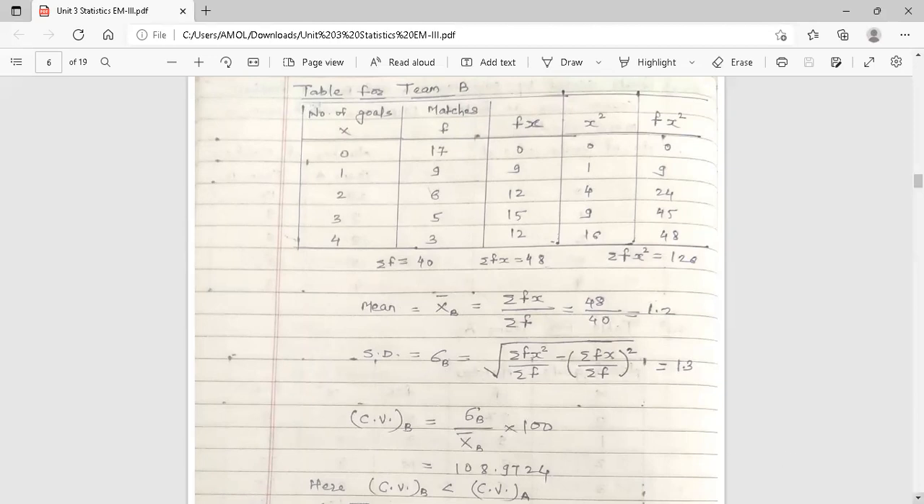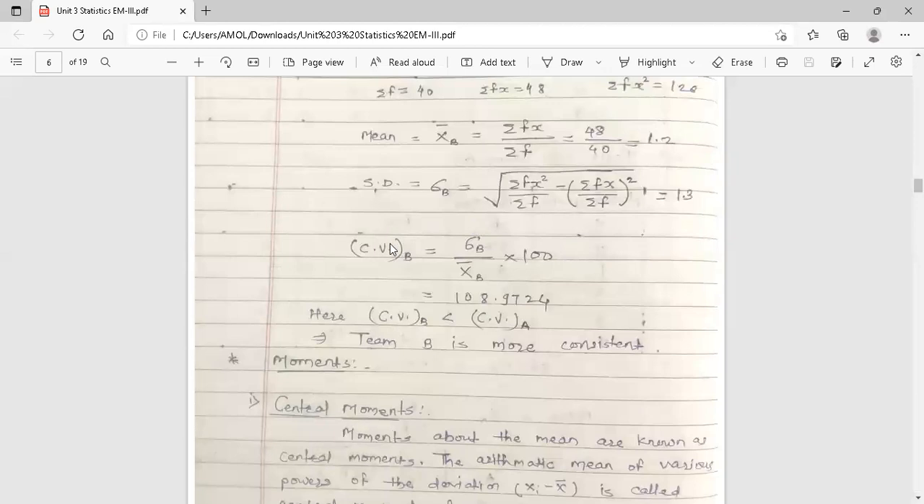Then you calculate the coefficient of variation, CV suffix B. The coefficient of variation for team B is sigma B upon X bar B, meaning the standard deviation for team B upon the arithmetic mean for team B, into 100. You put all the values. Sigma B is 1.3, X bar B is 1.2, into 100. If we calculate this term, it is equal to 108.9724. Okay, so this is the coefficient of variation for team B.